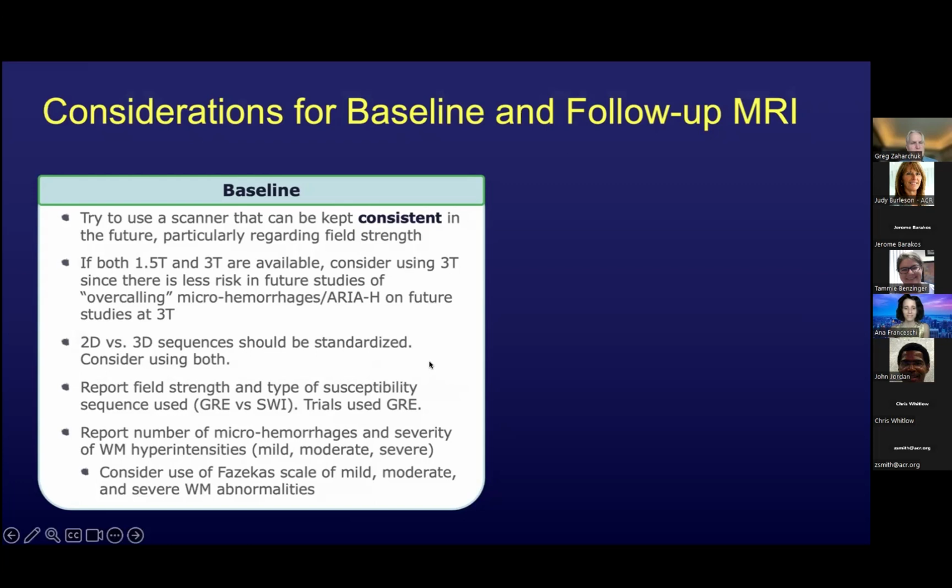You should standardize your sequences, and I'll talk a little bit about this. If you do 2D or 3D sequences, I would stick with them. I would consider using both if you have time. These tend to be fairly short protocols. Again, there's the question about whether using GRE or SWI will be more sensitive. But we don't really know how important it is to be very sensitive. I think it can be very helpful to resolve cases that are ambiguous on GRE. And finally, of course, it's very important to report the number of microhemorrhages and the severity of white matter hyperintensities, and to document where these things are, because you're doing a favor to yourself, as it will turn out to be very difficult to know what you were thinking 3 or 4 months later.